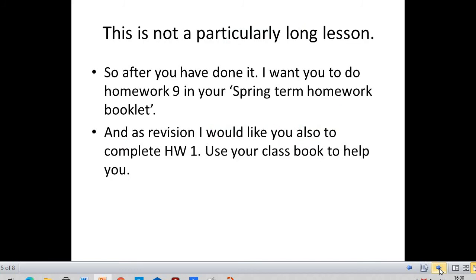Now this is not a particularly long lesson, so after you've done that, I want you to find your spring term homework booklet that was posted to you. And I would like you to do homework 9. Then, as a revision, I would like you to do homework 1, which is on the kinetic theory, but it's going to help you to recap on some of your learning.